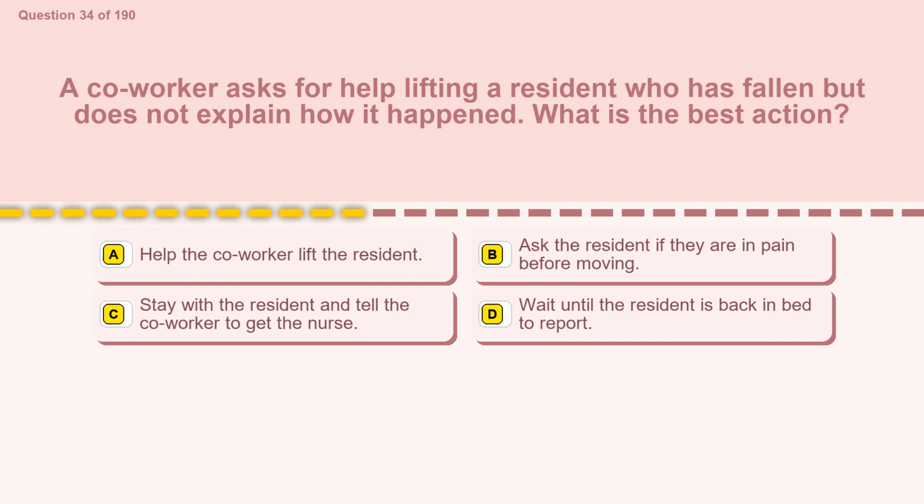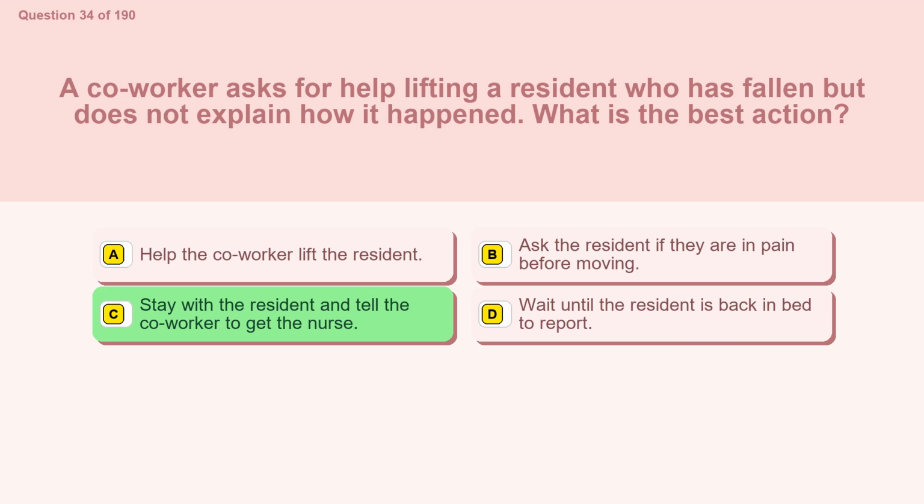Option A. Help the coworker lift the resident. Option B. Ask the resident if they are in pain before moving. Option C. Stay with the resident and tell the coworker to get the nurse. Option D. Wait until the resident is back in bed to report.